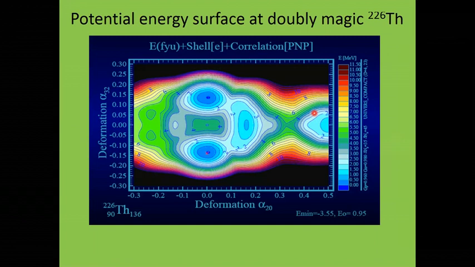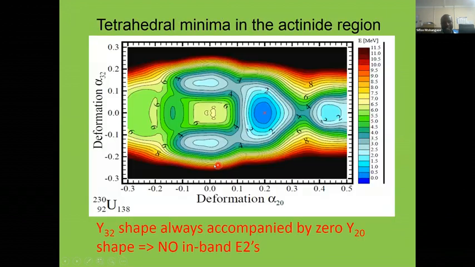Perfect. Thank you. Okay. So the potential energy surface for double magic thorium, here you can see that the deformation parameter is almost zero for the quadrupole moment. And the same thing for uranium, it is almost zero here. So therefore, this means that there should be no in-band E2 transitions in the spectrum.